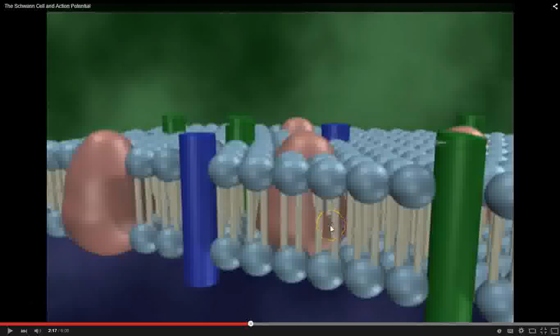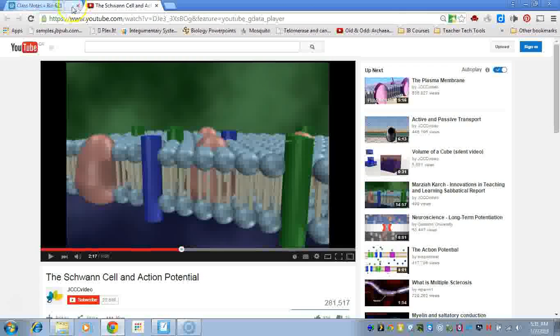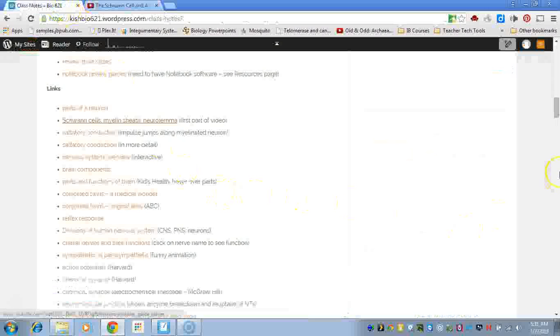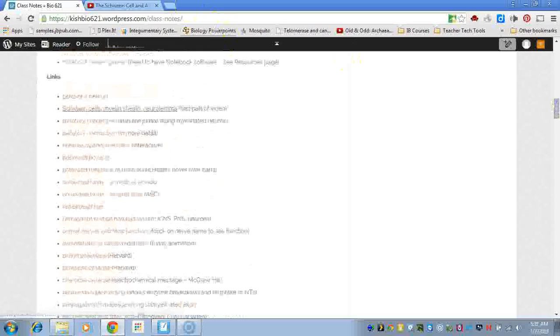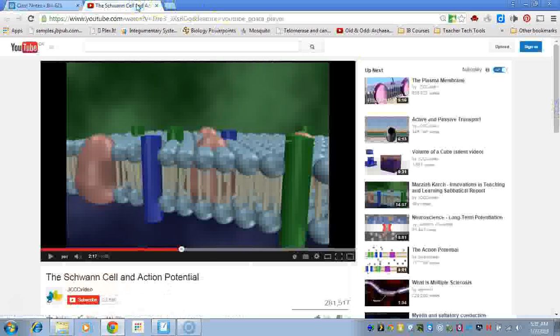So I think I will pause the video there. You can watch the rest of it. Once you understand a little bit more about how the message is transmitted, then this part will actually make a lot more sense and help you to visualize the action potentials and how they work, and how the message, I believe it even shows what happens at the synapse, so the chemical part of the message too.